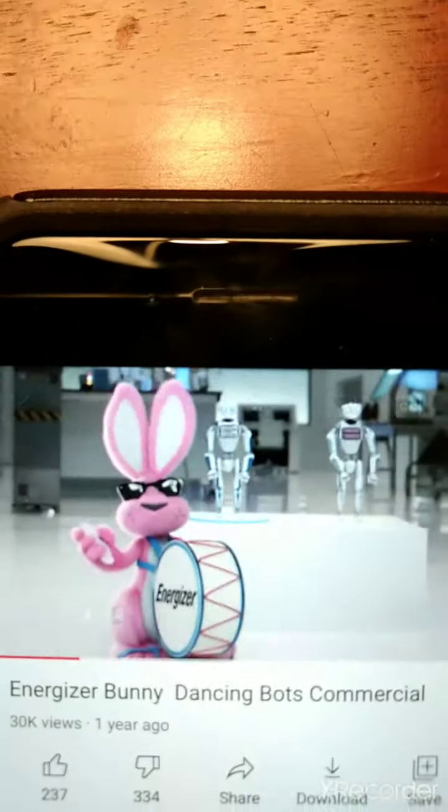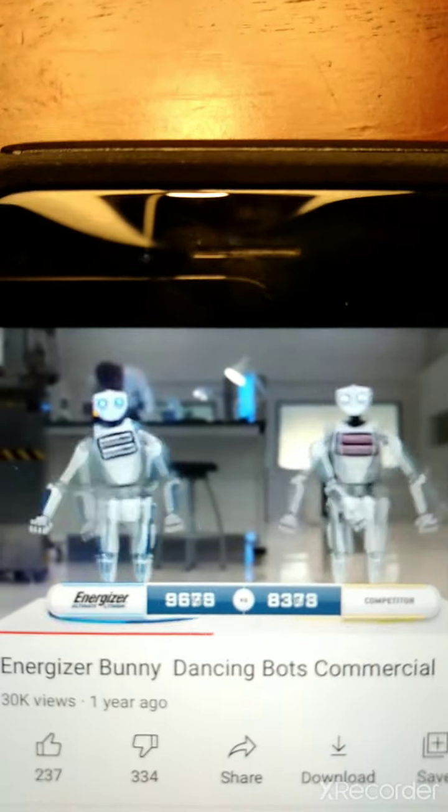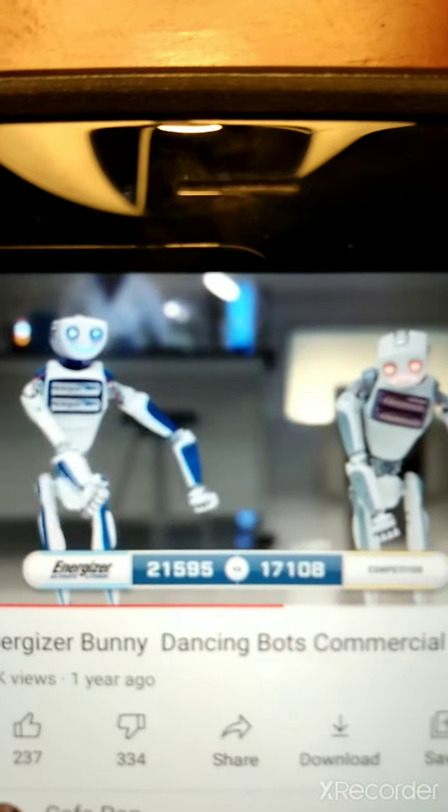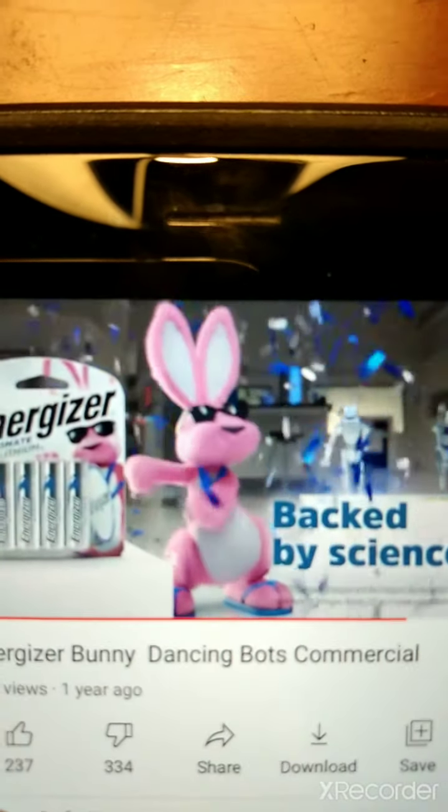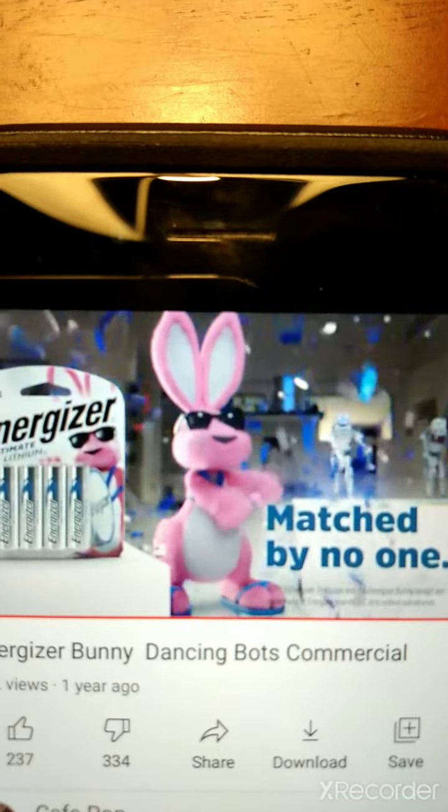Even our competitor's best battery can't match the power of Energizer, because Energizer Ultimate Lithium is the longest lasting AA battery in the world. Energizer, backed by science, matched by no one.